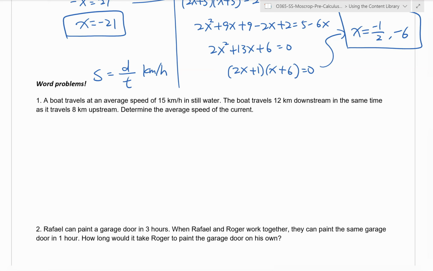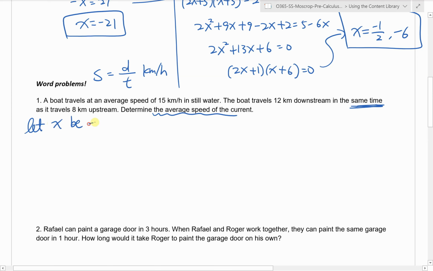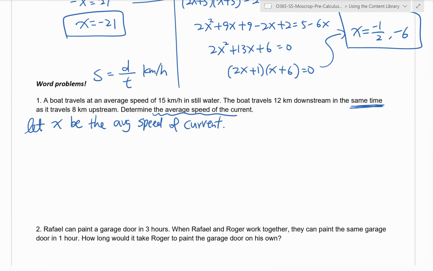So here it says, a boat travels at an average speed of 15 kilometers per hour in still water. The boat travels 12 kilometers downstream in the same time, okay, so that's key, same time, as it travels 8 kilometers upstream. Determine the average speed of the current. So here is the question. We're looking for the average speed of the current. So right away, I'm going to say let x be the average speed of current.